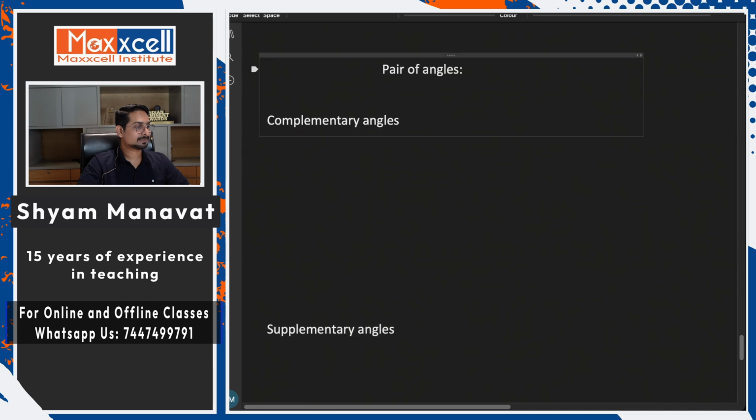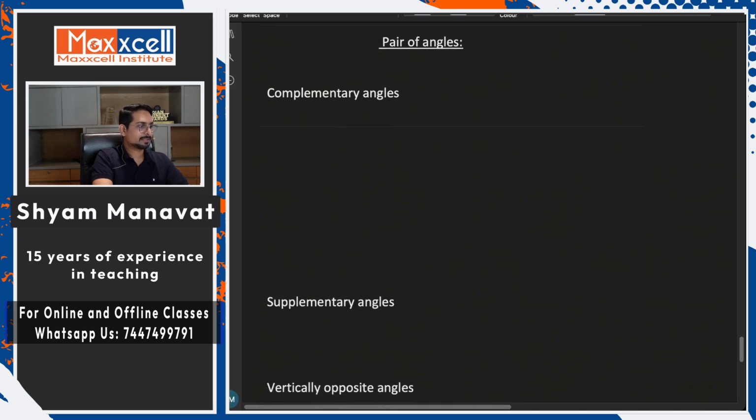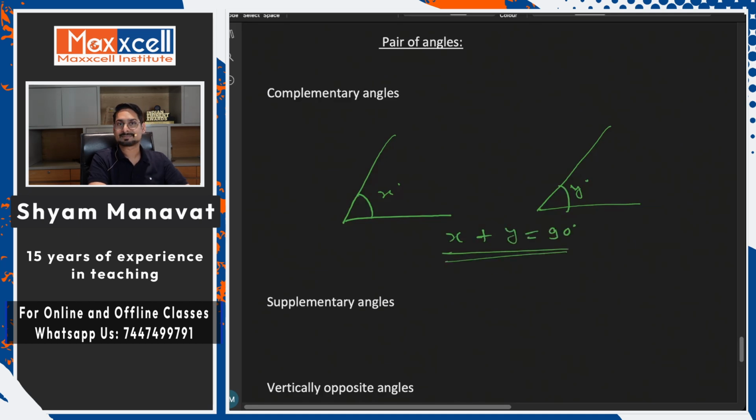Okay, now next is pair of angles. So angles we understood. Now let's understand pair of angles. Complementary angle first. Complementary angle क्या होता है? When you've got two angles, आपके पास दो एंगल हैं, let's say x and y. When you get x plus y equal to 90 degrees, this is a complementary angle. So complementary angle when the sum is 90 degrees.